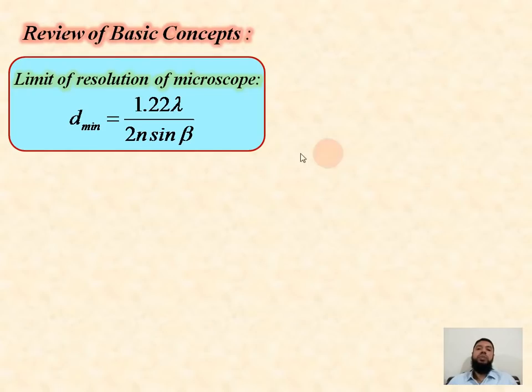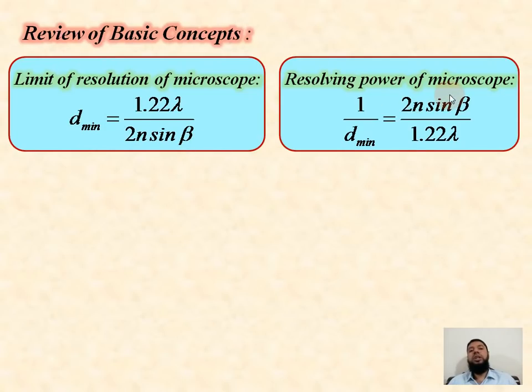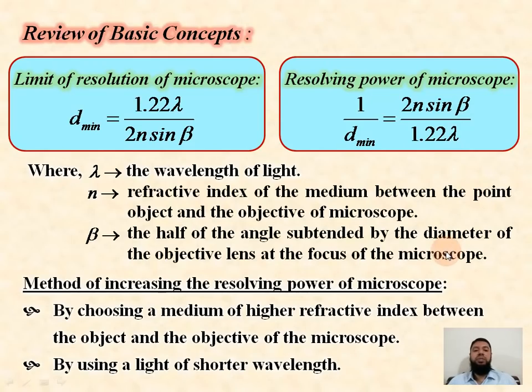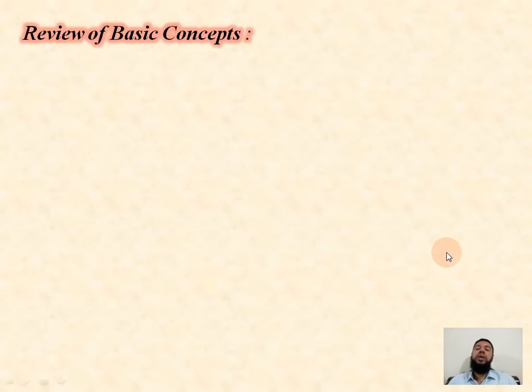In case of a microscope, the limit of resolution is given by d minimum is equal to 1.22 lambda by 2n sine beta, and the resolving power of the microscope, which is the reciprocal of the limit of resolution, is 2n sine beta by 1.22 lambda, where beta is half of the angle subtended by the diameter of the objective lens at the focus of the microscope. And we have learned the methods of increasing the resolving power of the microscope.